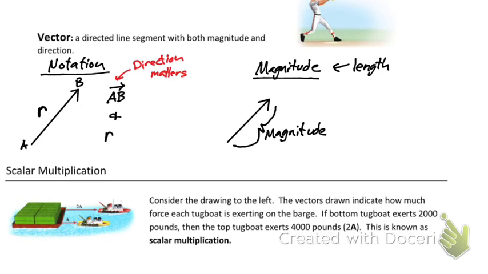In this example, if I was trying to represent magnitude, I would just write absolute value bars, AB, or I'd write absolute value bars, R. So when dealing with vectors, absolute value bars mean your magnitude.